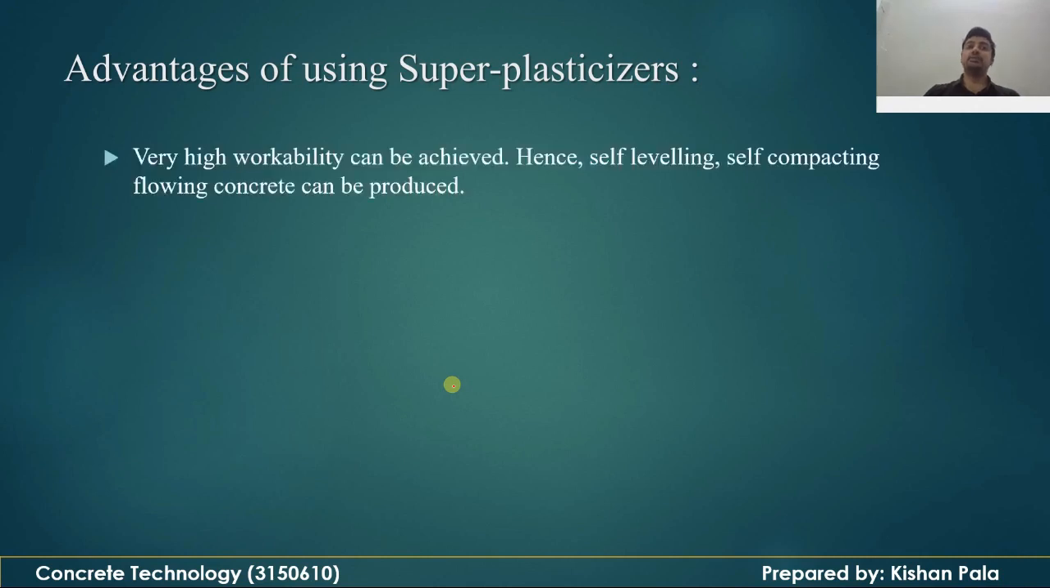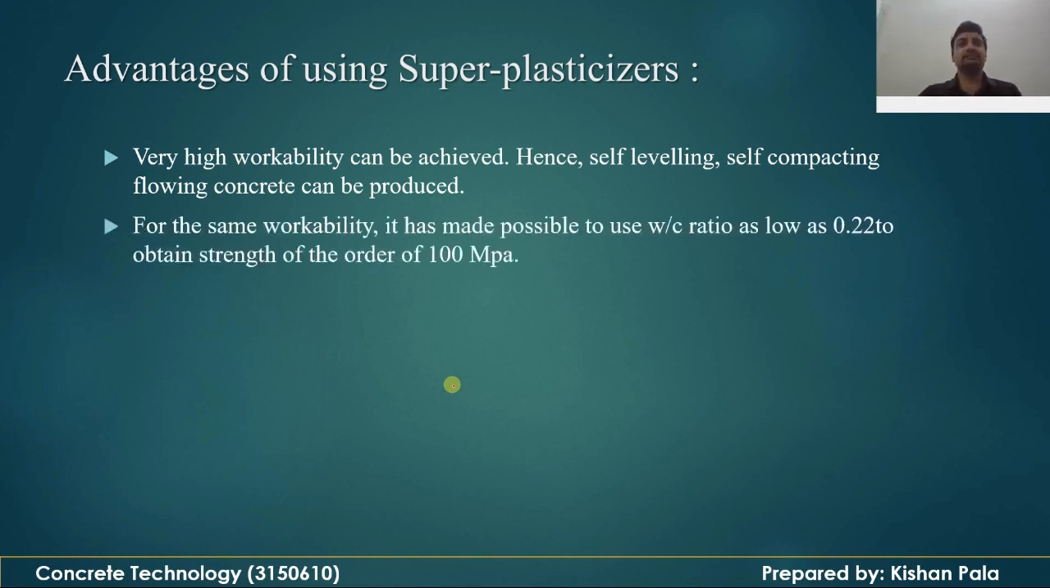The advantages of the super plasticizer: you can get very high workability, for example, self compacting concrete and high performance concrete. For the same workability, it has made it possible to use a low water cement ratio, 0.22, to obtain strength of up to 100 megapascal. You can understand that with a low water cement ratio you are getting 100 Newton per mm square. This is possible only with the use of the super plasticizer.